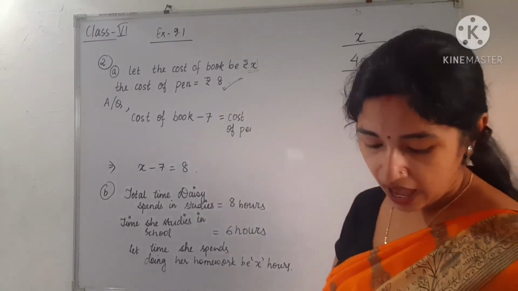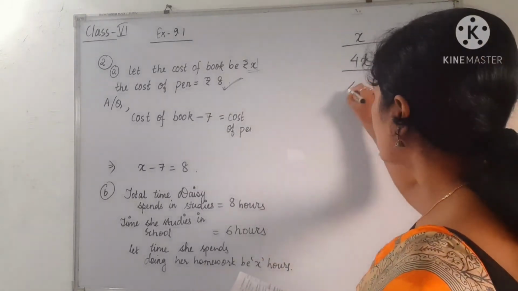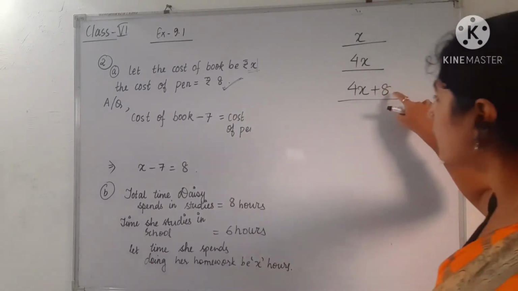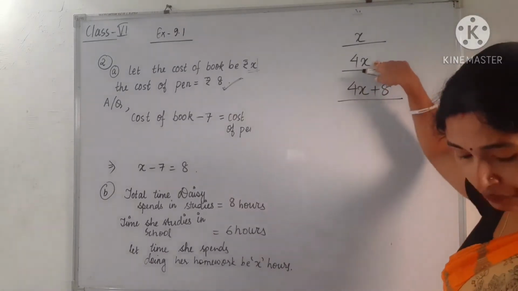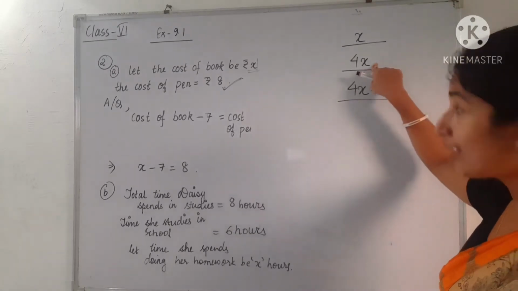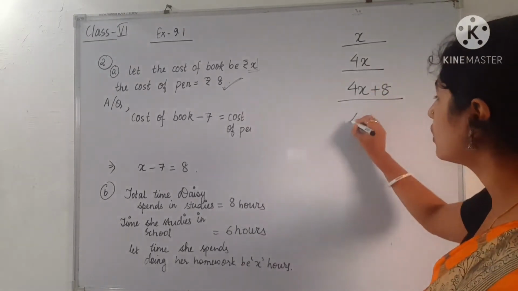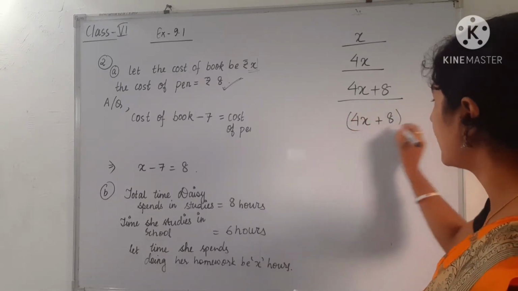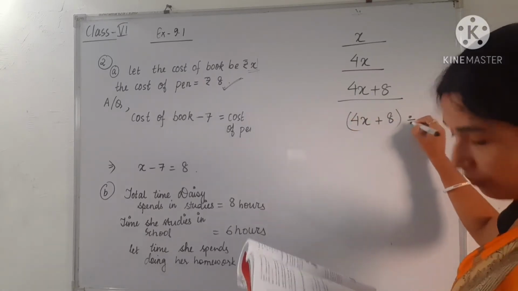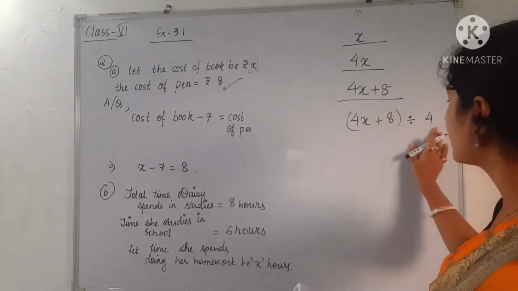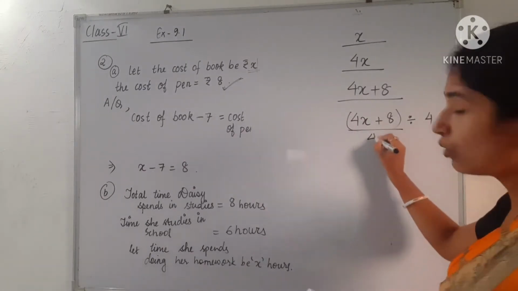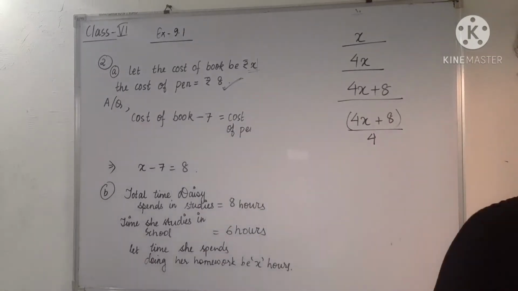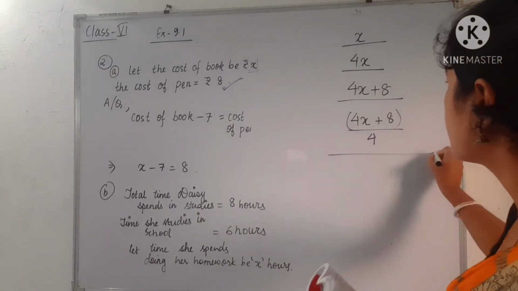Next is add 8. Then after adding 8, we will get 4x plus 8. You have to add 8 to this number. The next one is divide by 4. That means you have to divide this whole 4x plus 8 by 4. You can write it like this also, or you can write the whole divided by 4 also. So this is the fourth blank.